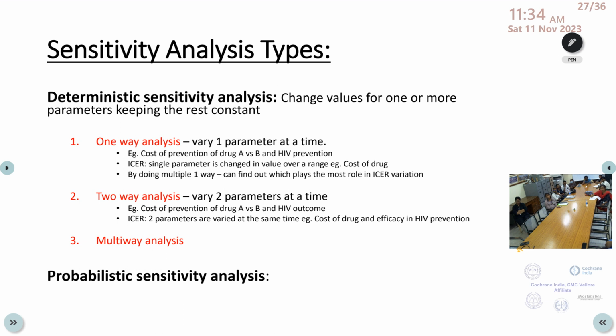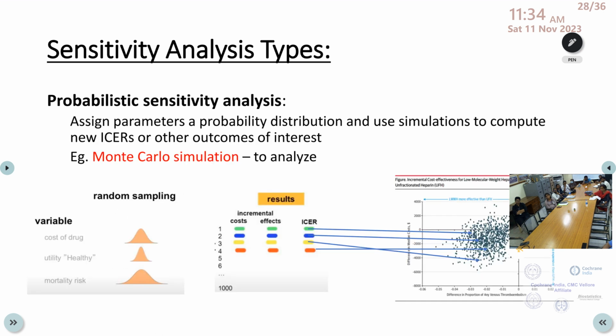So in this study, I'll show you how they presented the multiple one-way analysis. And the next thing is called the probabilistic sensitivity analysis. Here, it's not that just one variable is changed, all variables are changed according to the probability distribution of that variable. So this is what a probability distribution is. The cost of a drug might have a narrow range, not much variation, but the cost of hospital stay might have a huge variation between hospitals.